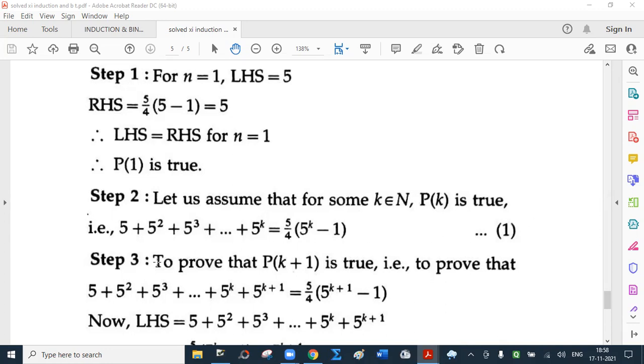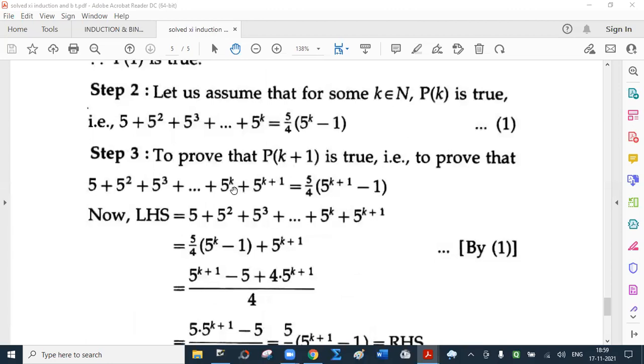We do that in step number 3. So in step 3, to prove that P of k plus 1 is true, that is to prove 5 plus 5 square up to 5 raised to k plus 1. See, some students directly write this and they do not consider this. Actually, even if you write this directly, it is understood that this term is there, but you have to write that. Why? Because for the sum up to these k terms, we are going to replace it by this. So it is necessary that you write these k terms and one term extra, and that is 5 raised to k plus 1.